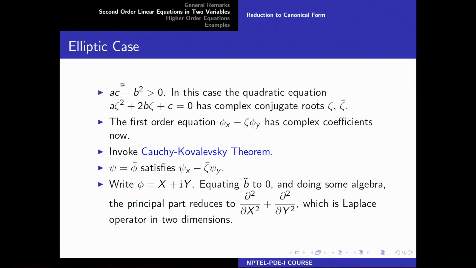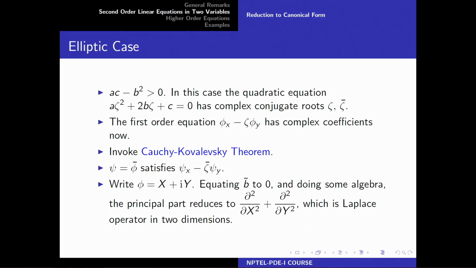So, in this elliptic case when AC minus B square is greater than 0, it is always possible to reduce the principal part to del square by del X square plus del square by del Y square, which is the Laplace operator in 2 dimensions.